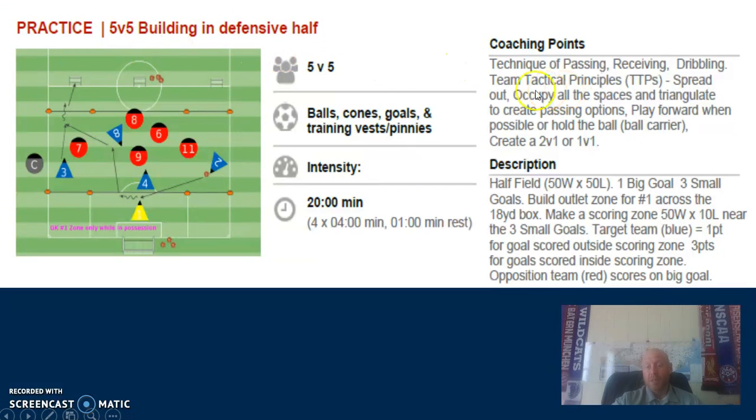It's 5v5, building up from the defensive half. So if you notice here, we've got a scoring zone for our blue team, working south to north on our picture. We've got a restraining line, so we want to look to combine with our 1. The opposition cannot enter into this space, so the role of the 1 to build, to switch the point of attack is key here. Blue, if they make a goal from outside of this space, it's worth 1 point. If they enter the space and score on any of the 3 goals, it's worth 3 points.